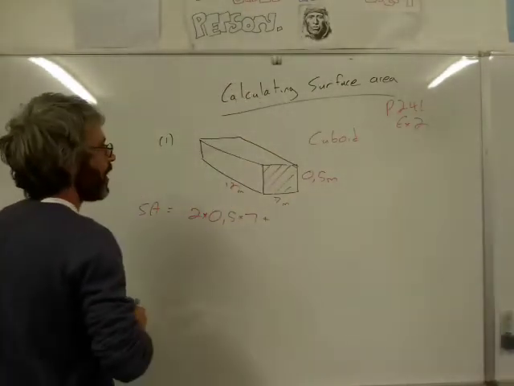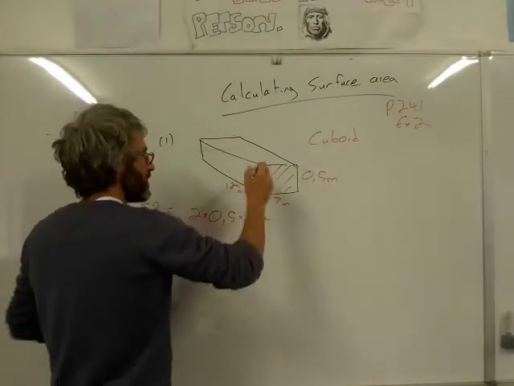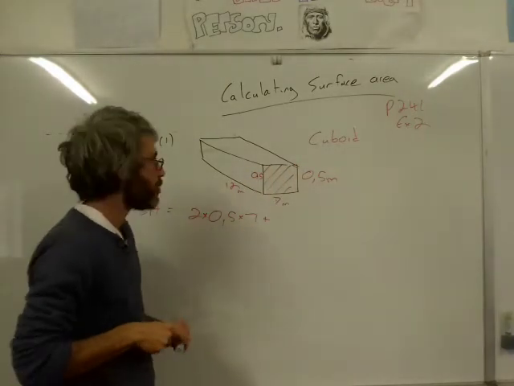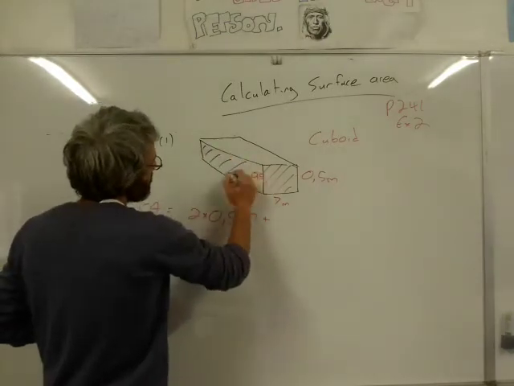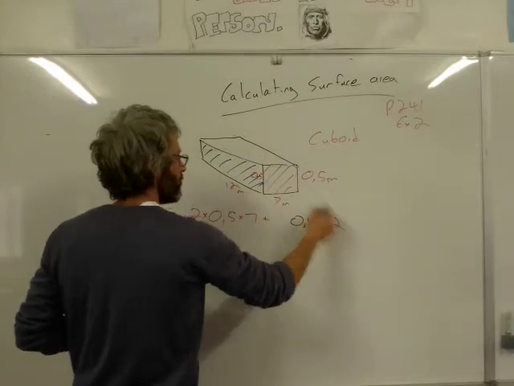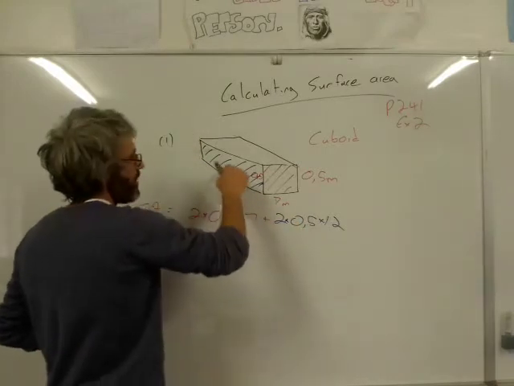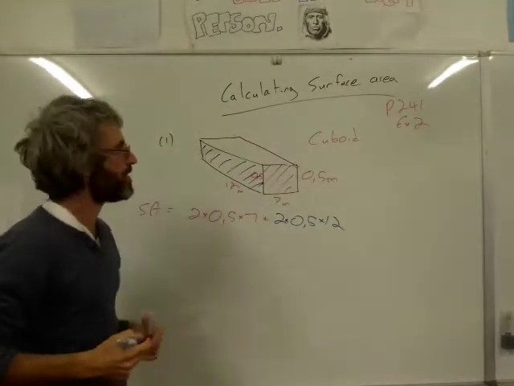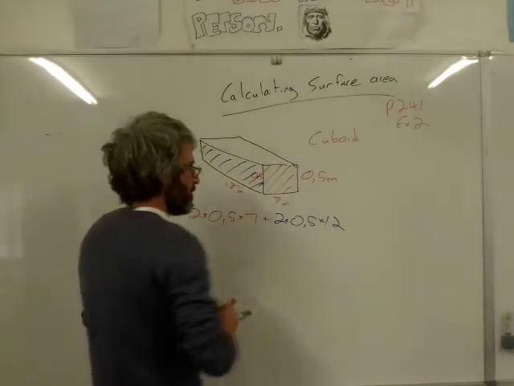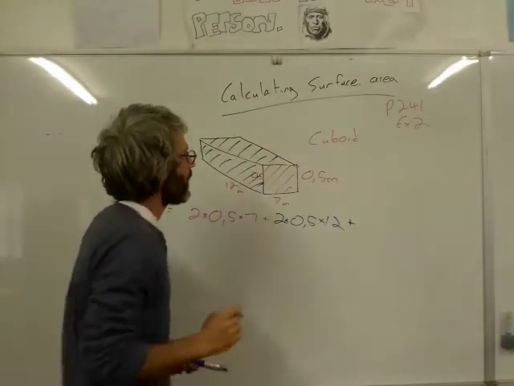The next bit, let's calculate the sides. Now, if this is 0.5, that's also going to be 0.5. These 2 sides of the rectangle are opposite, so they're equal. So the area of the side, I'm drawing it in blue, is going to be 0.5 times 12. 0.5 times 12. And we said there are 2 of those. There's one on the left side and one on the right side. You can't see it in that shape because it's only 2-dimensional paper. Next thing, we've got the top and the bottom.